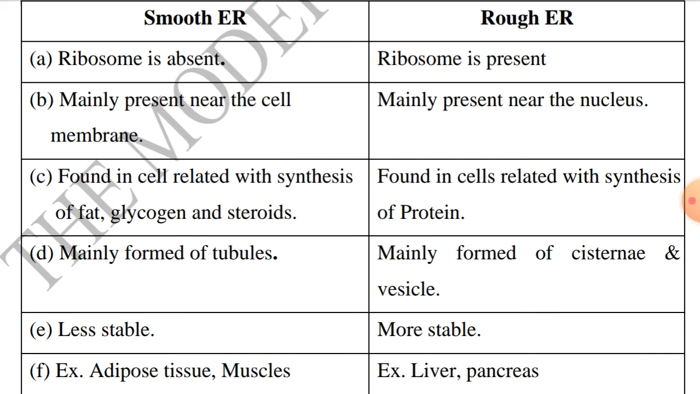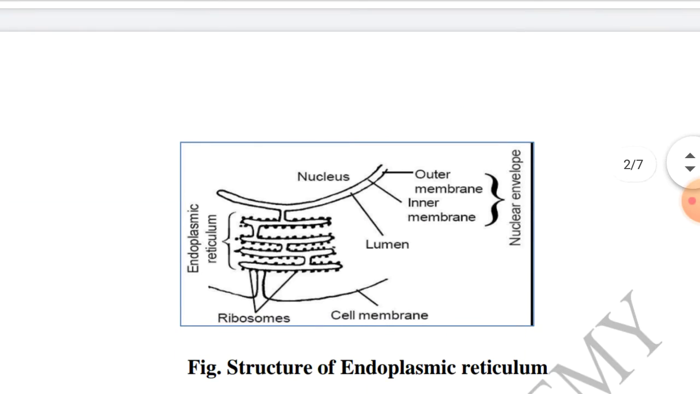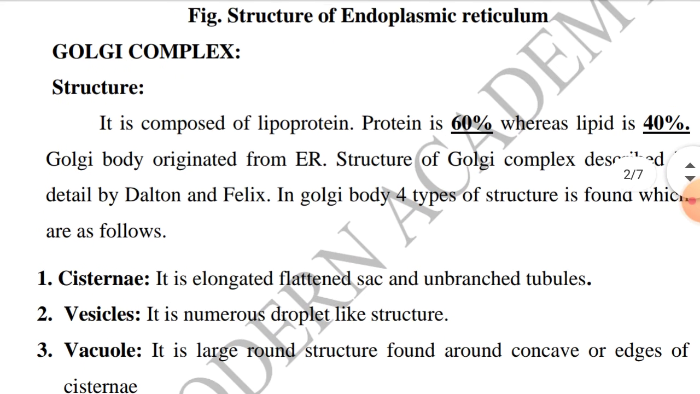An example for smooth ER is adipose tissue and muscles. And an example for rough ER is liver and pancreas. So this is the structure of endoplasmic reticulum.